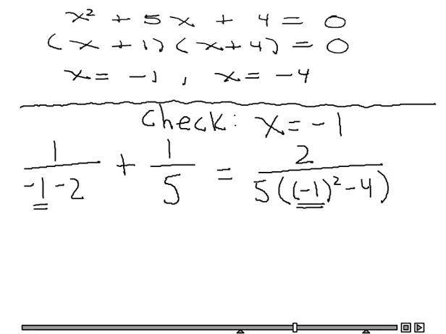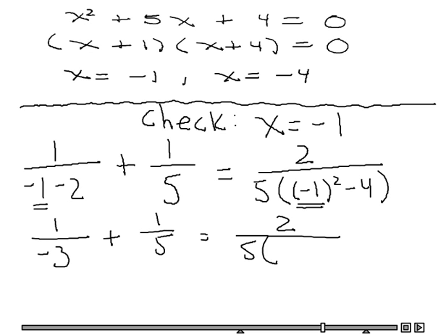Now you can see what I've done is to substitute negative 1 for x each place it occurs in the equation. What we'll do now is to simplify each side and hope that they turn out to be the same number. So for the first term, we're going to have 1 all over negative 3, then plus 1/5. And on the right-hand side, we have then 5 times, and then inside we're going to have 1 minus 4.